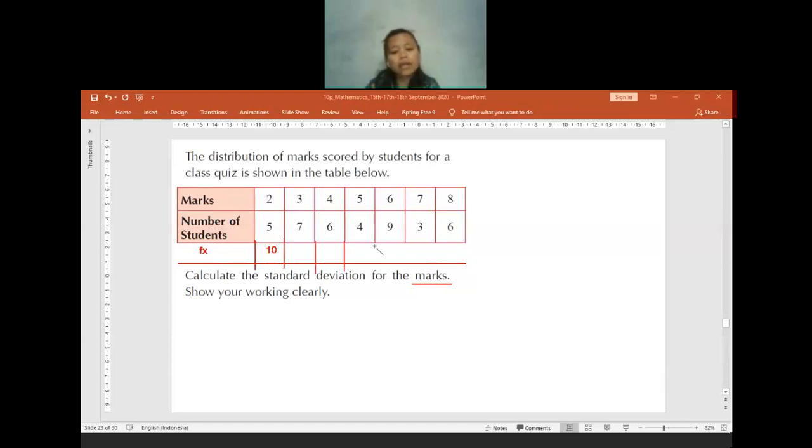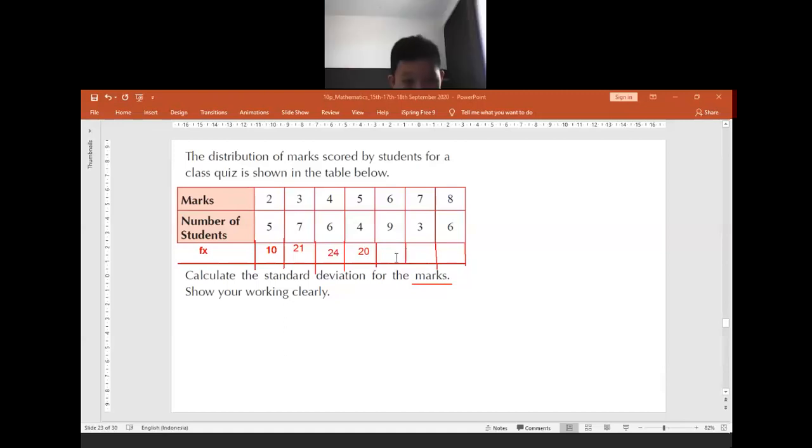Okay. Now for the next column, what number do I have to write? 21. Okay, 21. After that, 24. And then next, what number it will be? 20. Continue. 54. Okay, thank you for those who answer through the chat box. 7 times 3, 21. And then the last one, it will be 48.